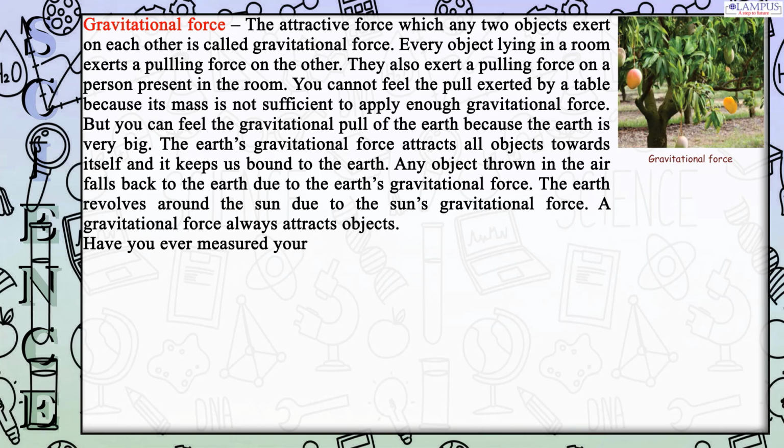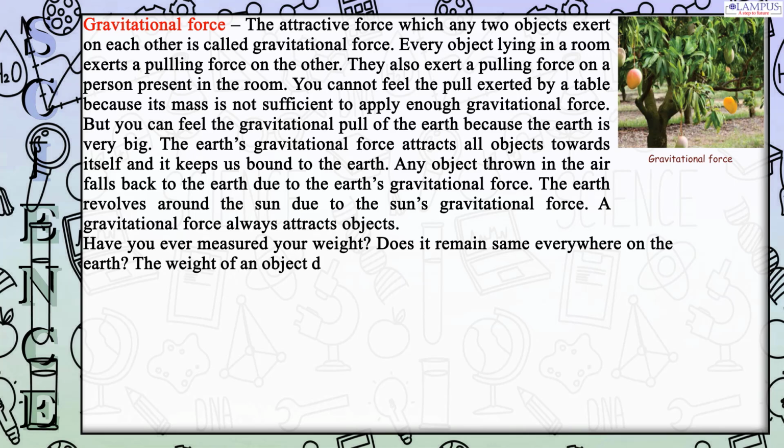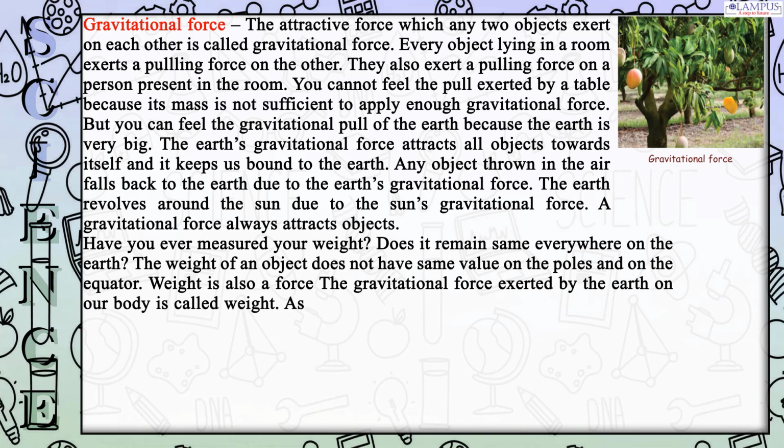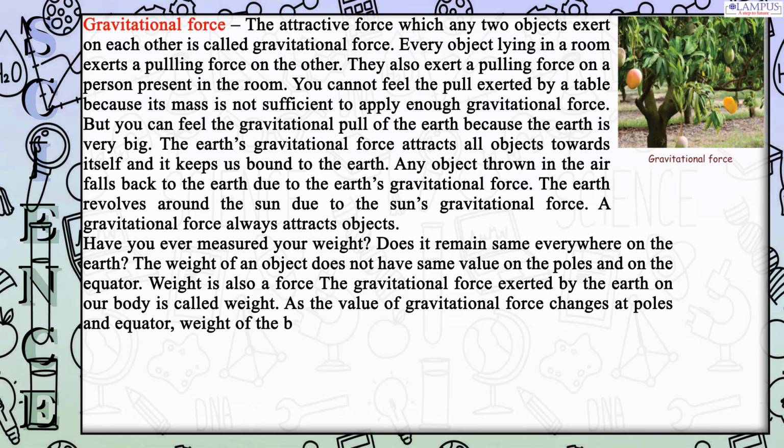Have you ever measured your weight? Does it remain the same everywhere on the earth? The weight of an object does not have the same value on the poles and on the equator. Weight is also a force. The gravitational force exerted by the earth on our body is called weight. As the value of gravitational force changes at poles and equator, the weight of the body changes.